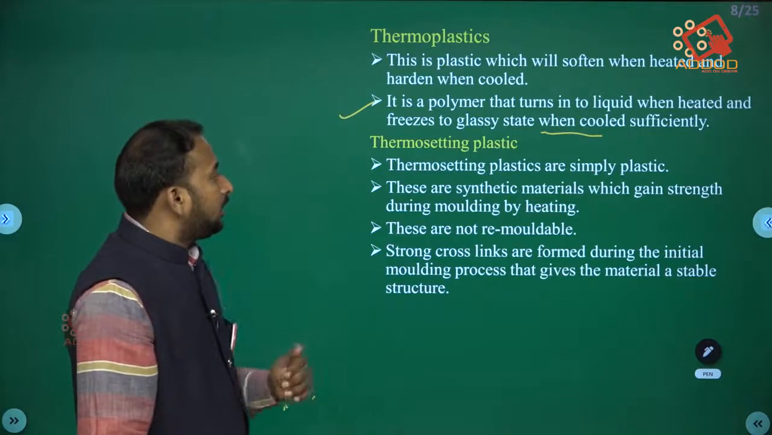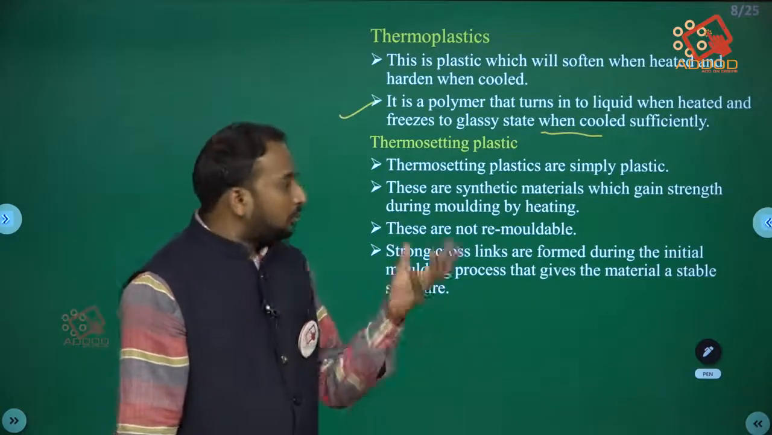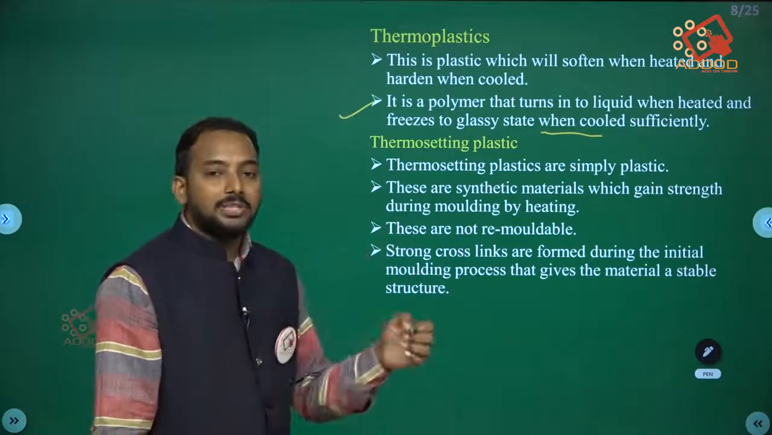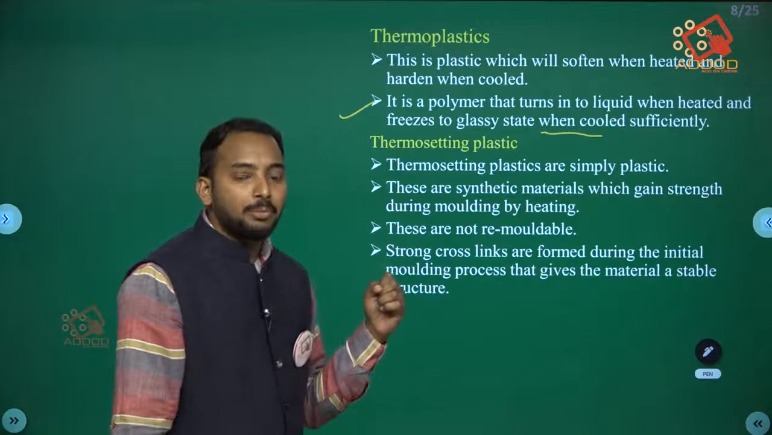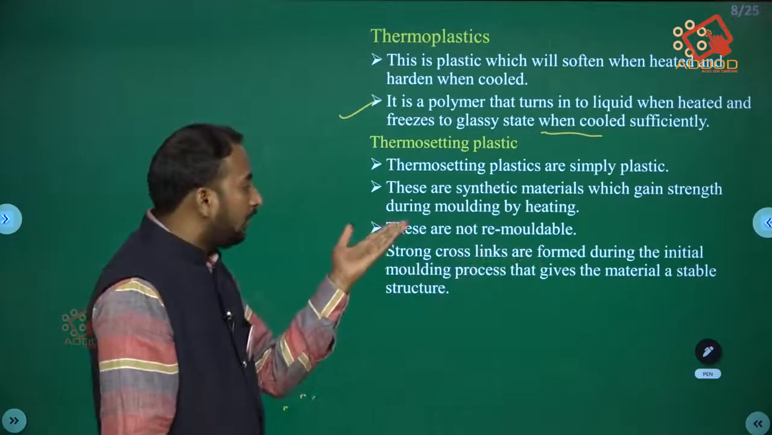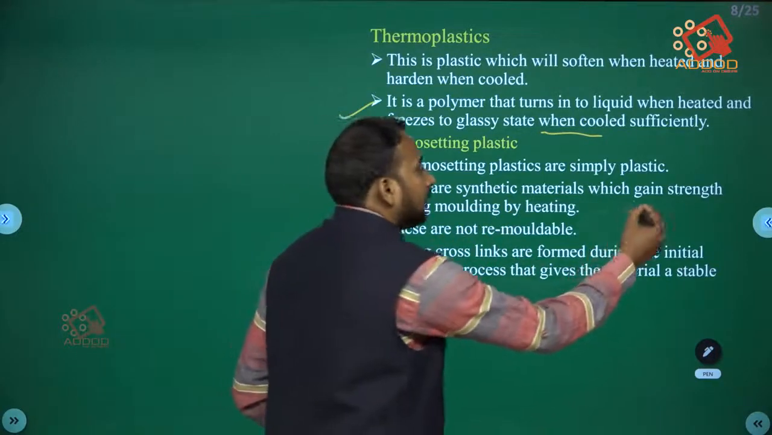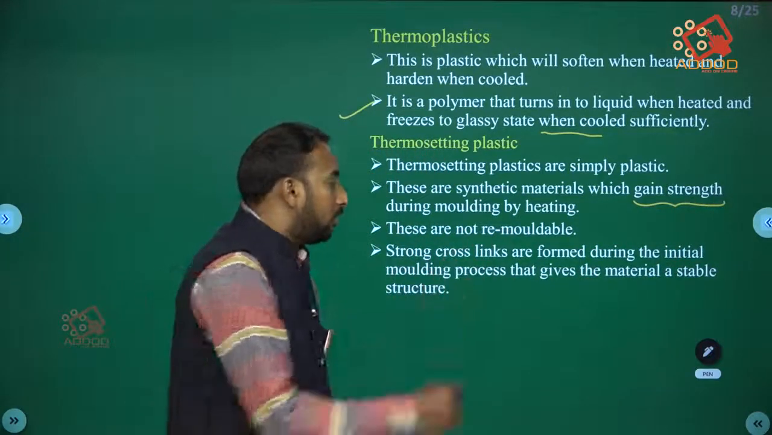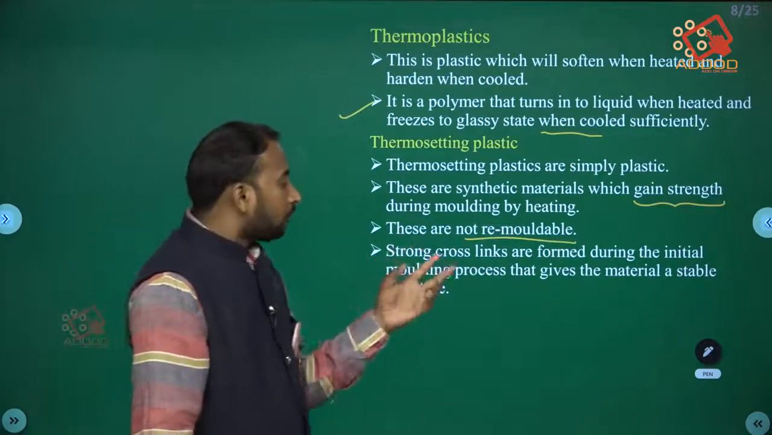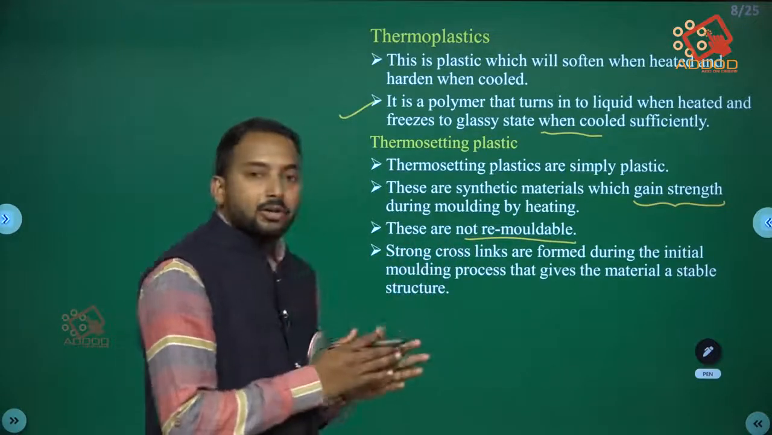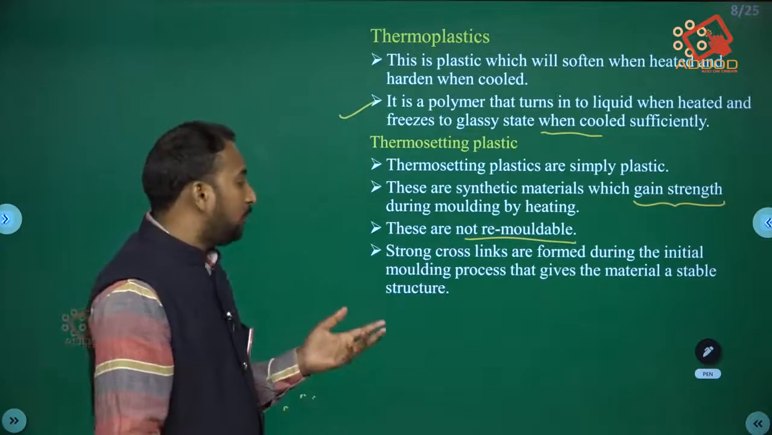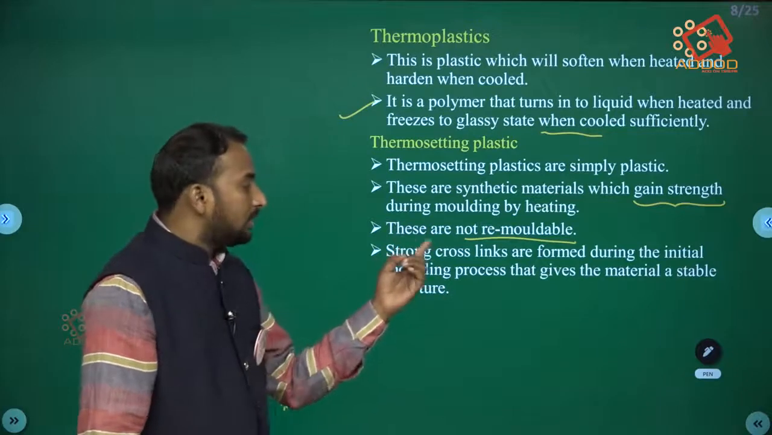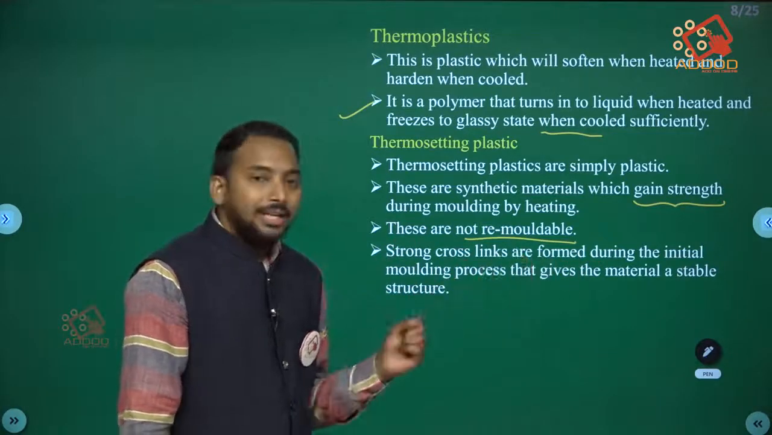Let us see the next one, thermosetting plastic. Thermosetting plastics are synthetic materials which gain strength during molding or heating. These are not remoldable. Remoldable means we can change the structure, but this is stable, because they have strong cross-linked chains. Cross links are formed during the initial heating.